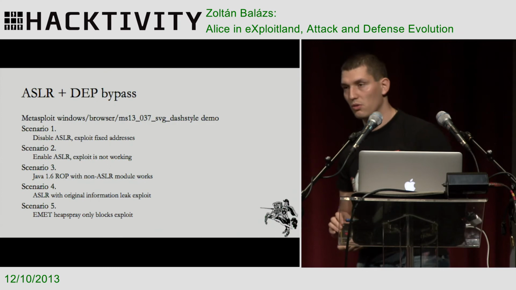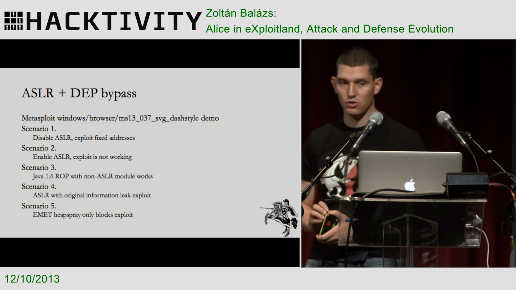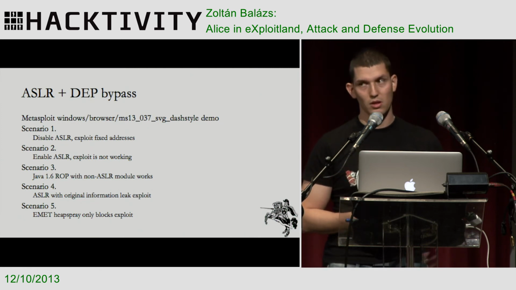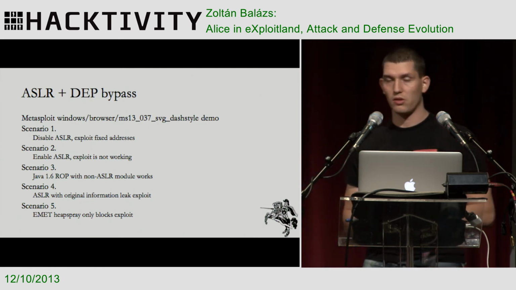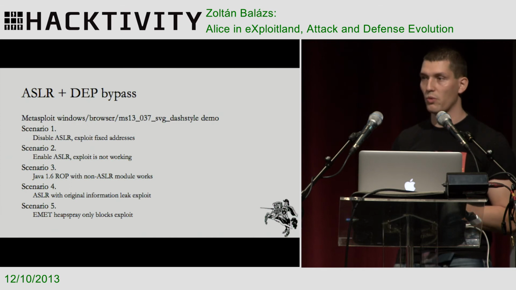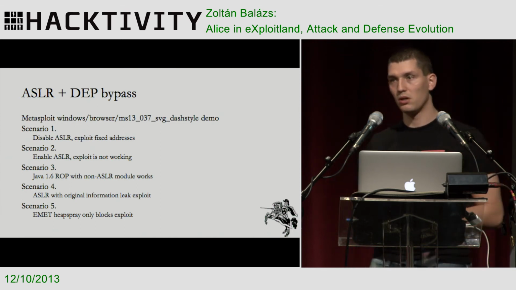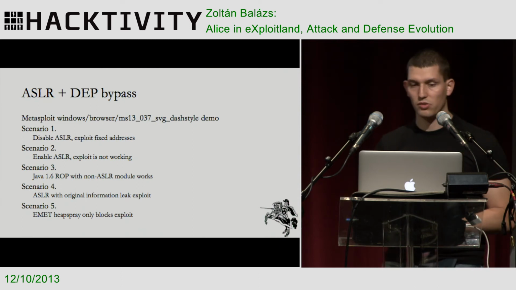I weakened my Windows 7 system by installing Java 1.6 on it, because as we have discussed, it has no ASLR protection at all, so it is always loaded at a very fixed static address, so you can build your ROP chain on this static address.